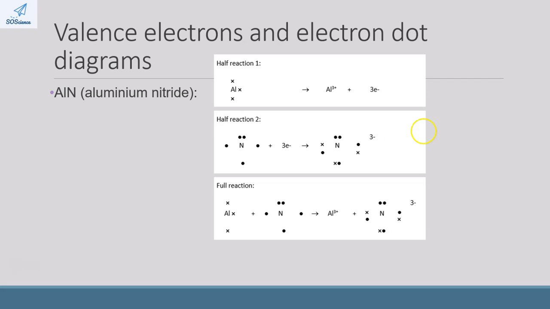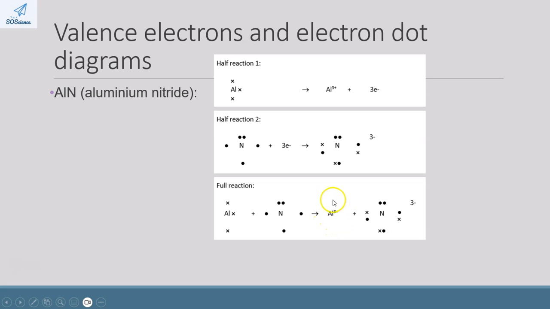Again, for the full reaction, all I need to do is copy this across, plus this, and that makes this, plus this. So again, the full reaction is just a copying exercise. You copy out everything on the left-hand side and everything on the right-hand side of the equation. You put the 2 half reactions together, always starting with the metal. So aluminium has 3 valence electrons, nitrogen has 5 valence electrons. Aluminium gives away those 3 valence electrons to become Al3+.